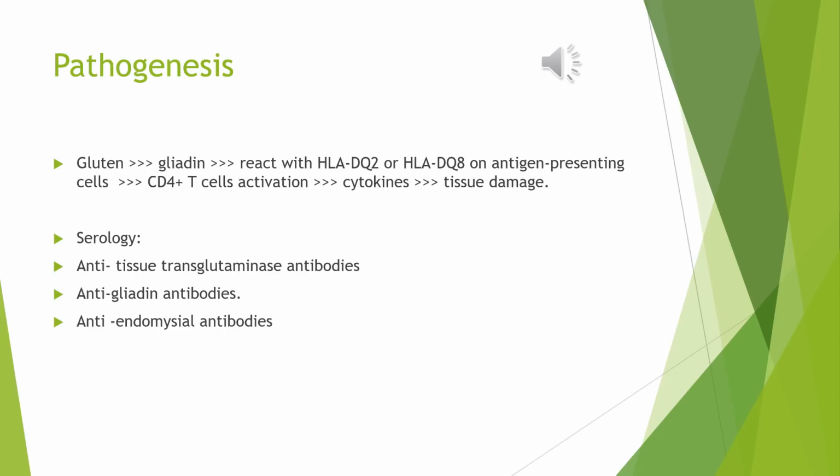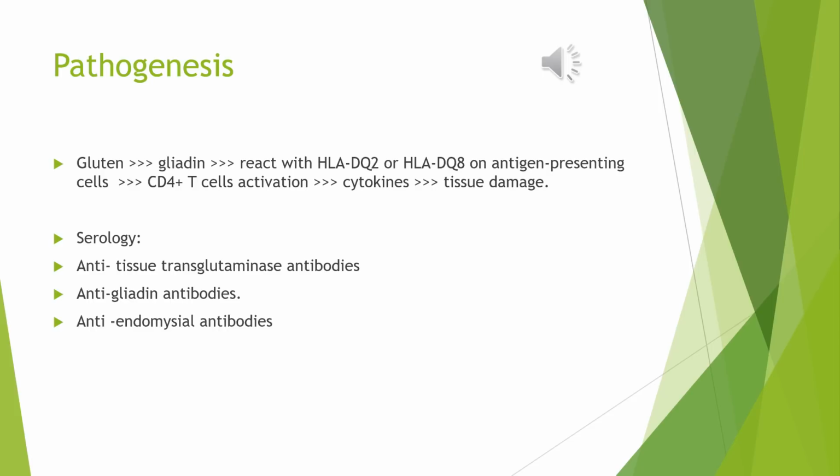So the pathogenesis of the disease involves the tissue damage provoked by the inflammatory mediators and cytokines that are released by the T lymphocytes. Then the antibody response also starts with the production of certain antibodies like the anti-tissue transglutaminase antibody, the anti-gliadin antibody, and the anti-endomysial antibodies.